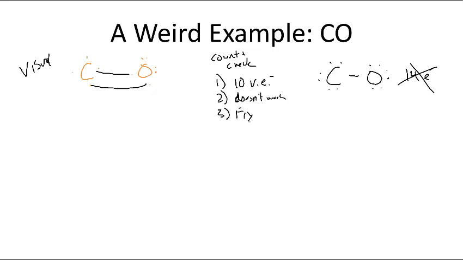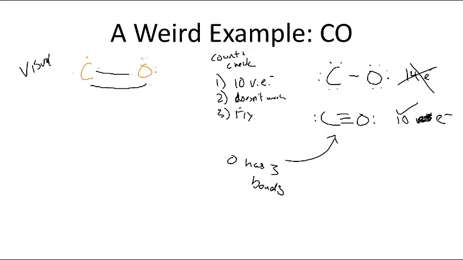Fixed. Okay, so now this one gives me 10 electrons. This works, but I don't know if you remember from your honors chem or AP chem, oxygen only wants to bond twice. But here, O has 3 bonds. That's a mystery. So our count and check method worked, but visually that doesn't make much sense.